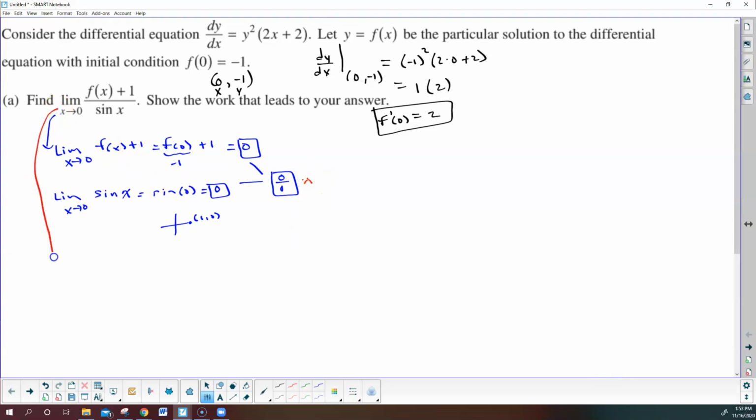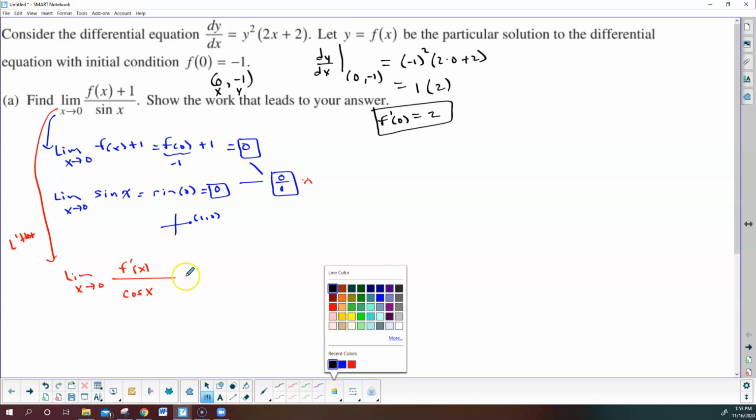Well, now we're going to apply L'Hopital's rule. What are we going to do? We're going to take the derivative of the top over the derivative of the bottom and apply the same limit. What is the derivative of the top? This is a really quick, kind of friendly derivative. It's just f of x. And on the bottom, the derivative of sine is cosine.